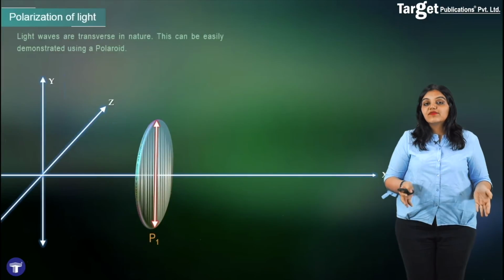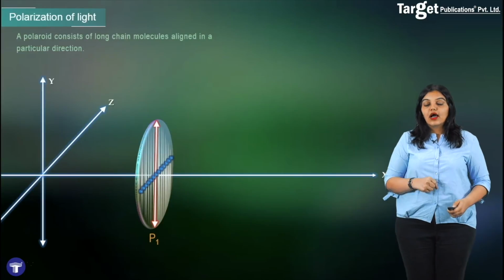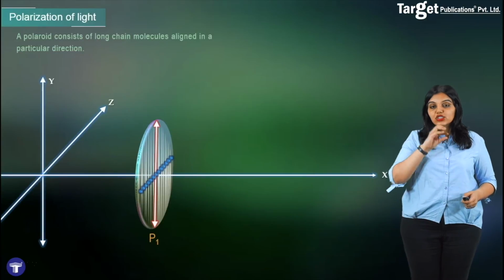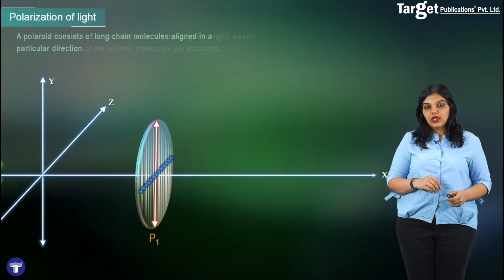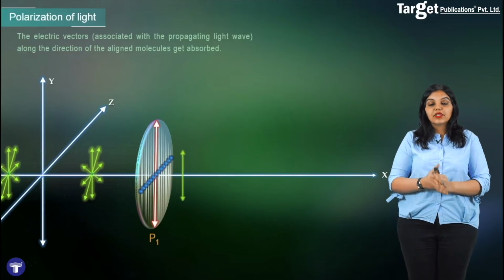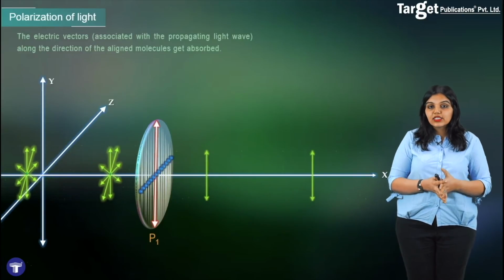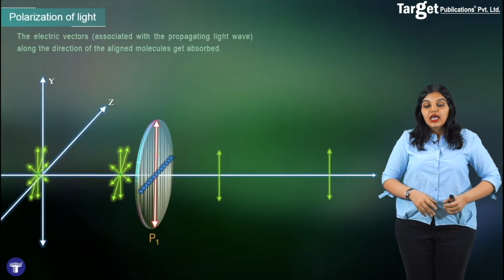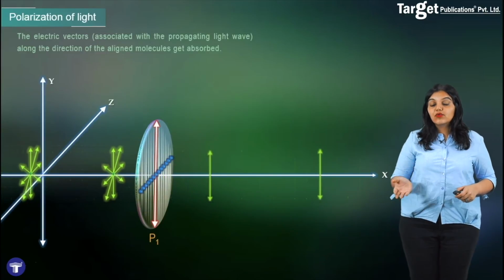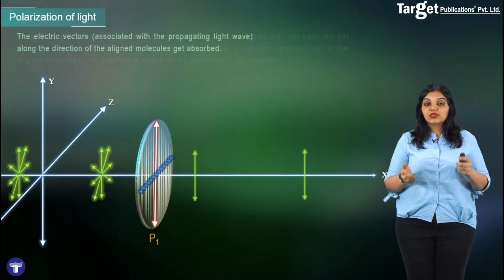The fact that light waves are transverse waves can be demonstrated by using these polarizers or polaroids. A polaroid contains a long chain of molecules aligned in a particular direction as shown by the blue chain of molecules. What happens when you make unpolarized light incident on a polarizer? You see, the electric vectors associated with the propagation of the light wave along the direction of the aligned molecules get absorbed. That is, only the electric vectors which lie perpendicular to the long chain of molecules make it through as they pass through the polaroid, as is clearly seen. All the other directions are absorbed.